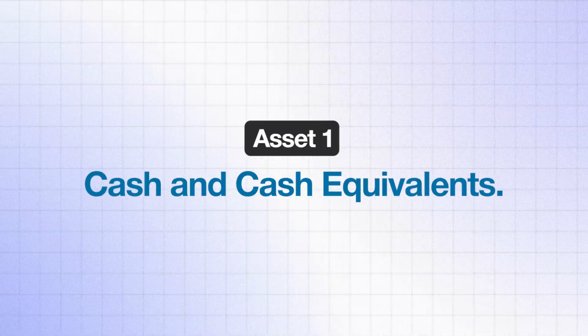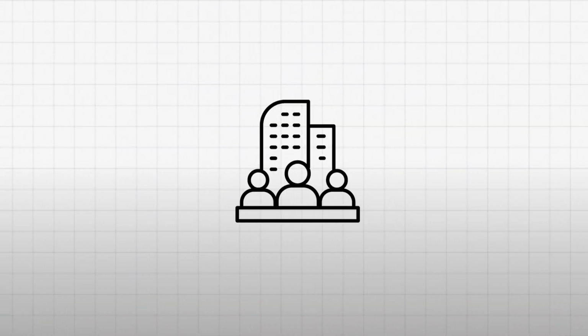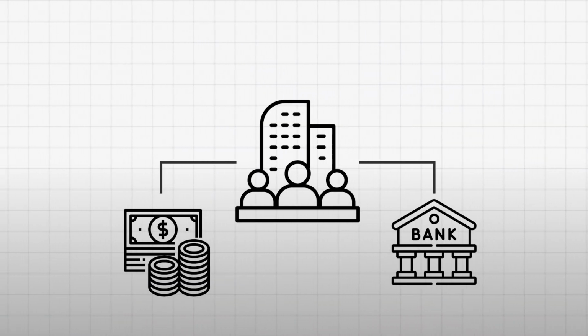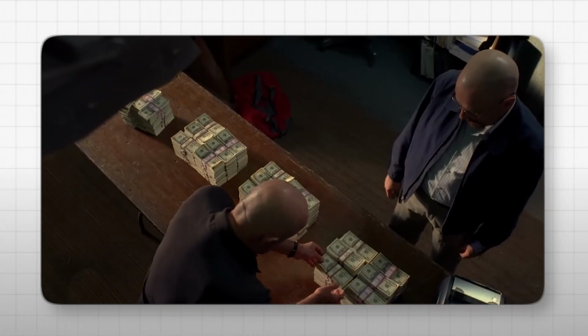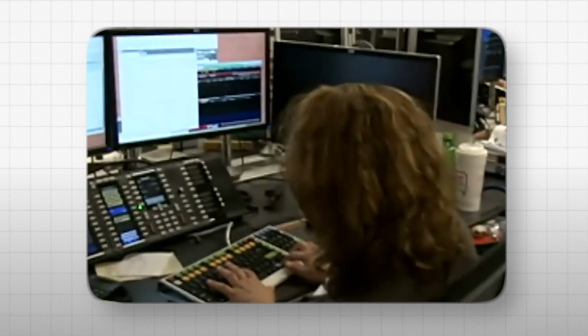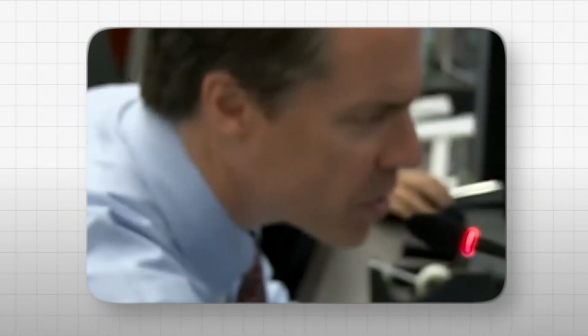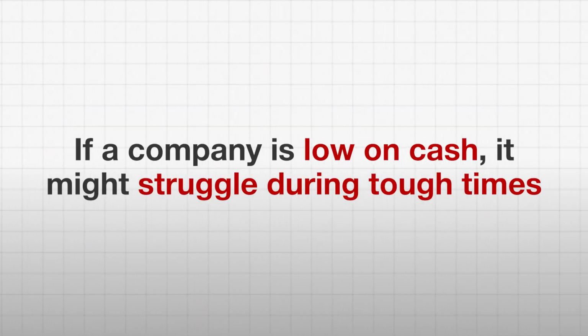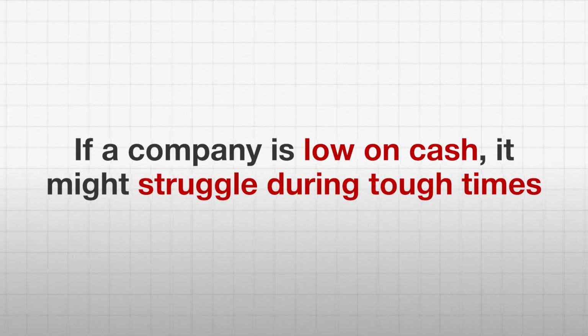Cash and cash equivalents. This is the actual cash a company has on hand or in the bank. Buffett loves companies with large cash reserves. Why? Because it shows that the company generates strong earnings and is prepared for unexpected problems while also being able to invest in future growth. On the flip side, if a company is low on cash, it might struggle during tough times, which is a warning sign for Buffett.